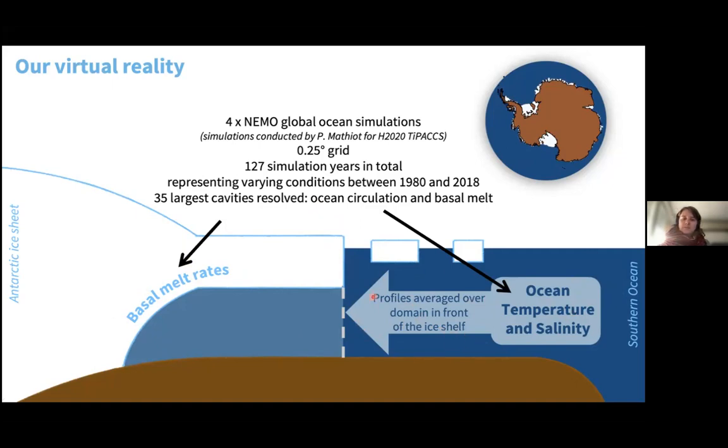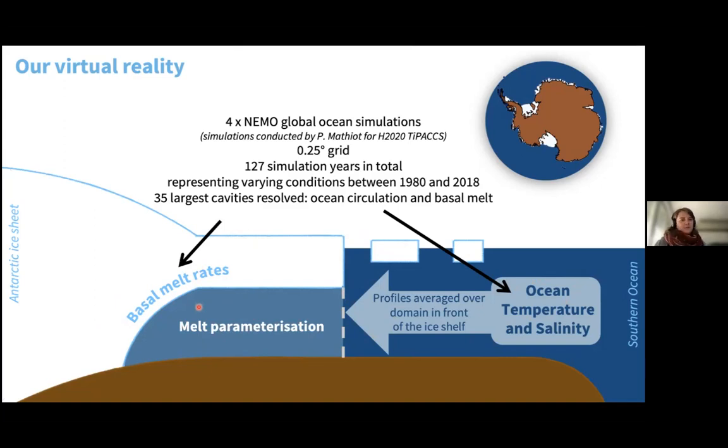We transform them into profiles averaged over a given domain in front of the ice shelf to make it easier as an input to the parameterization. And then these simulations also give us the basal melt rates that result from these properties in front of the ice shelf. And so we can play around by putting melt parameterizations here in between to compare what comes out, kind of. So this is our virtual reality.